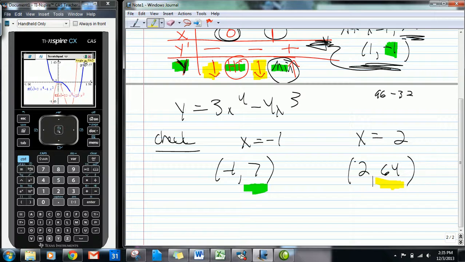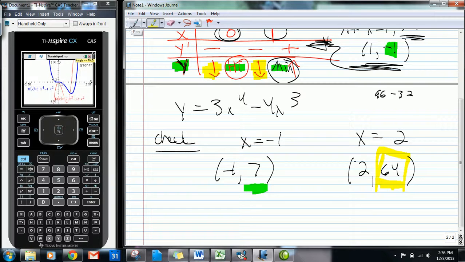Actually, we're out of the window range, and I don't know how to change it. So I'm way over here when x is 2, and we're well out of the range of the y values. But what I do know is the y value at 2 is 64. So here's the point (2, 64). Here's the point (-1, 7). So 7 to 64. What's the max?